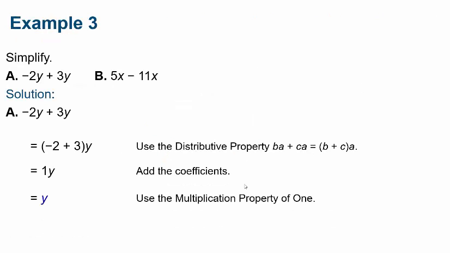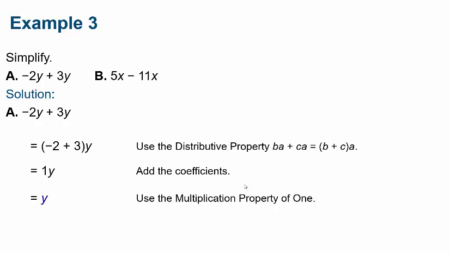All right, let's do some examples here. Let's simplify the following. First off, we have minus 2y plus 3y, and then the second problem we have is 5x minus 11x. Okay, so let's take a look here. We have the minus 2y plus 3y.